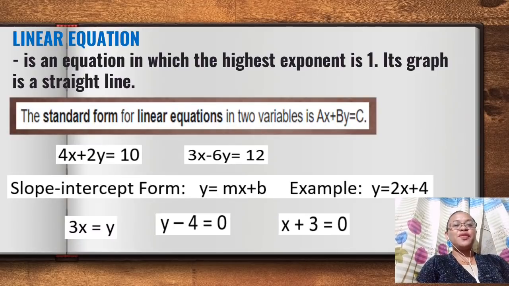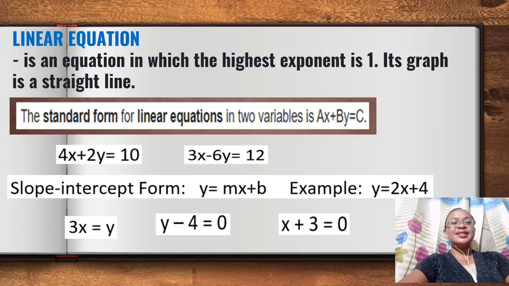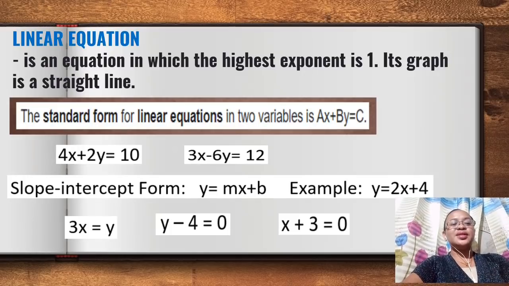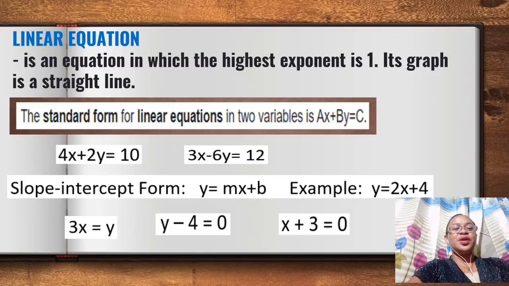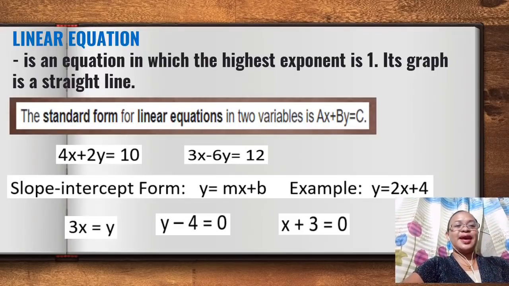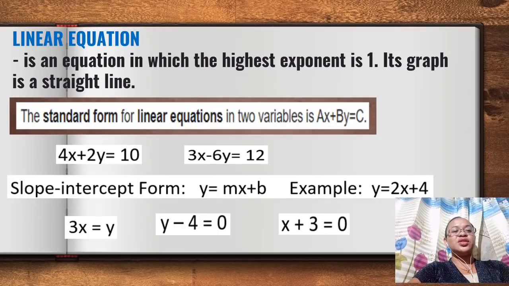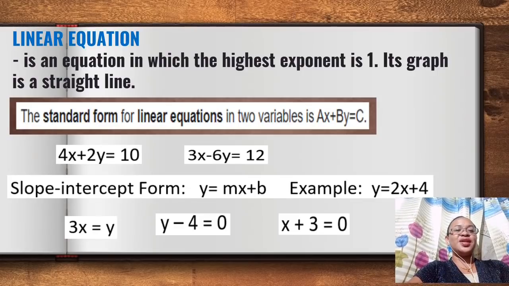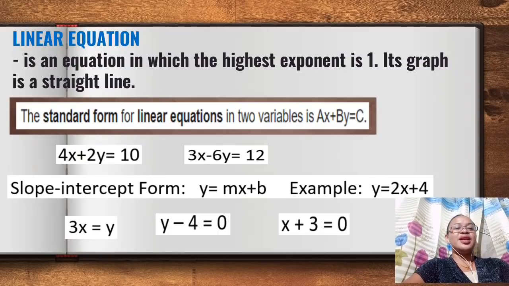There is another form for linear equations, and that is slope-intercept form. It is in the form y equals mx plus b, where m is the slope and b is the y-intercept. An example for this is y equals 2x plus 4. The slope in this equation is 2 and the y-intercept is 4.